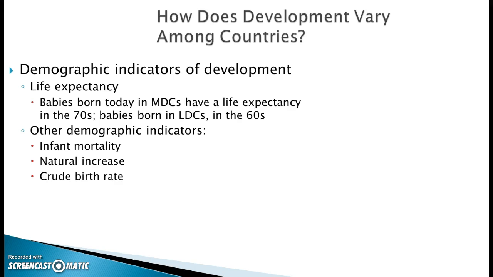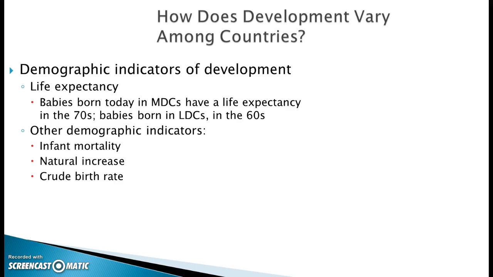Okay, so another way to talk about it, we talk about demographic indicators of development. Remember, these are population indicators, okay? So life expectancy. For instance, a baby born today in a more developed country has a life expectancy of approximately 70 to 73 years thereabouts. In a lesser developed country, 60-ish years. Okay, that's a full decade. And that number's actually gone up a little bit since these slides were designed. It's probably more like the mid-70s.